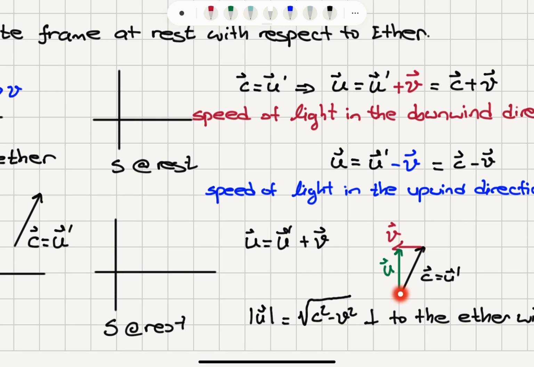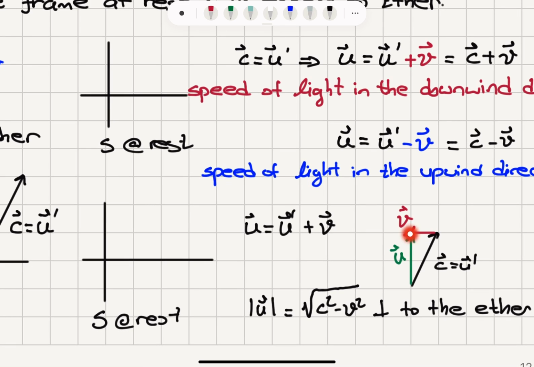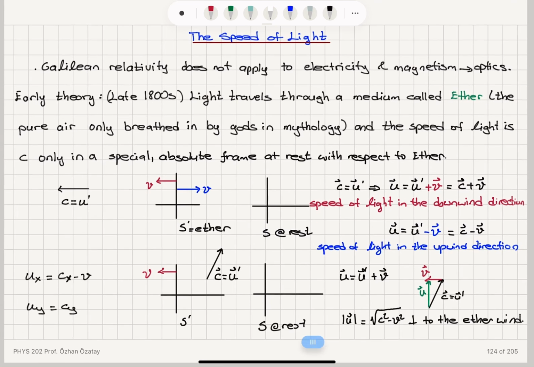It's going to be making this triangle, and you can see that I have c squared equals u squared plus v squared. So in order to report the velocity of the light in the lab reference frame, I have to consider this right triangle.